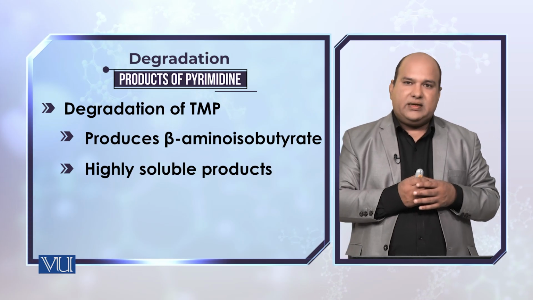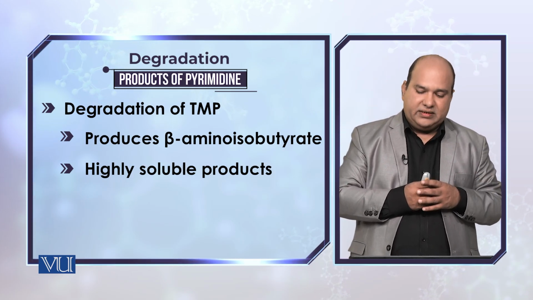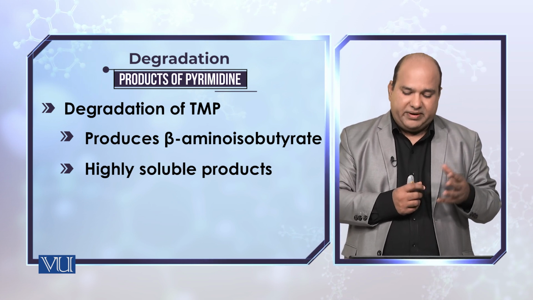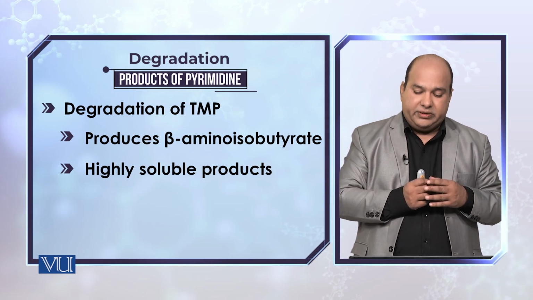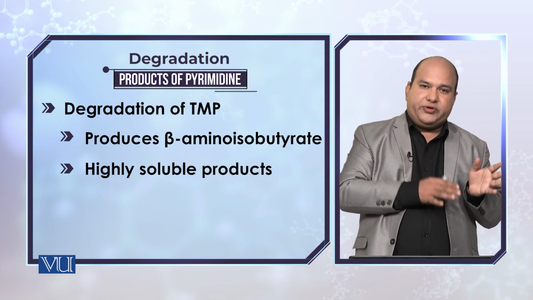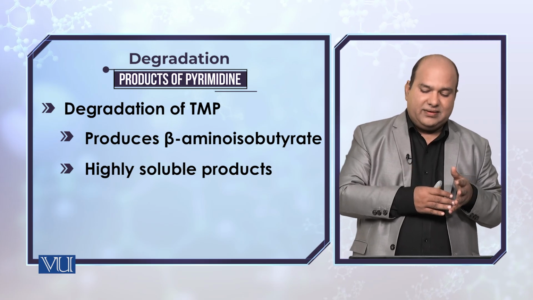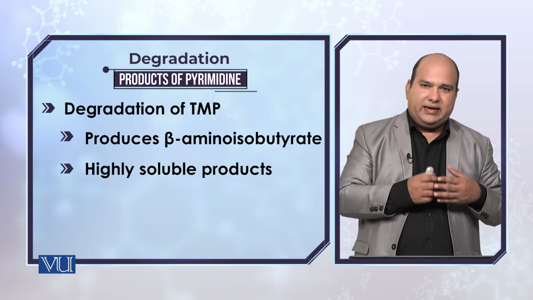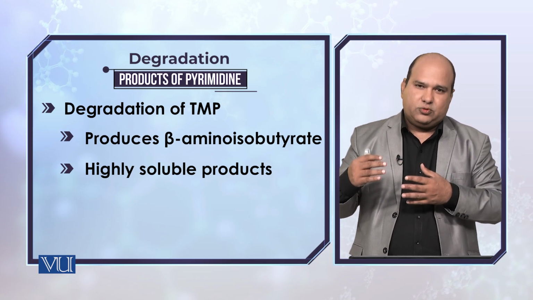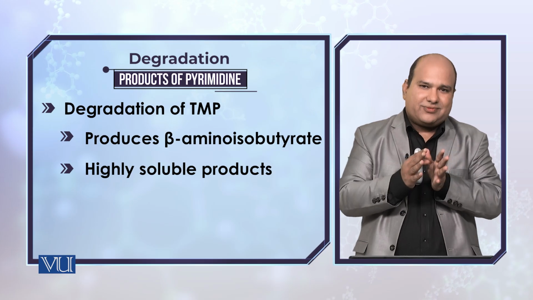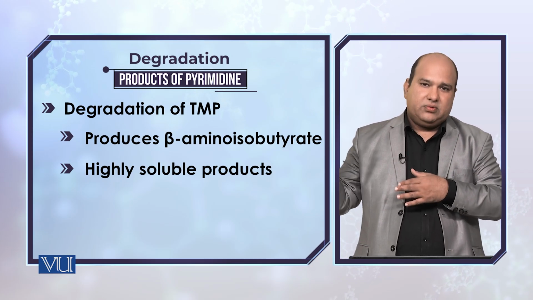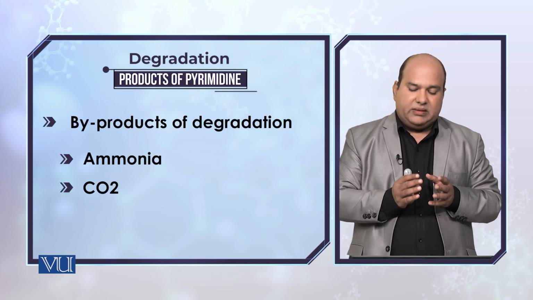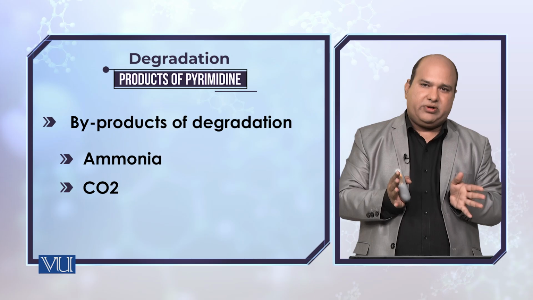Then the degradation of the third type of pyrimidine-based nucleoside, the TMP, thymidine monophosphate, produces beta amino isobutyrate. Beta amino isobutyrate and beta alanine are very highly soluble, and hence dealing with their degradation is quite different as compared to dealing with the purine degradation. The byproducts of these degradations are ammonia and carbon dioxide.